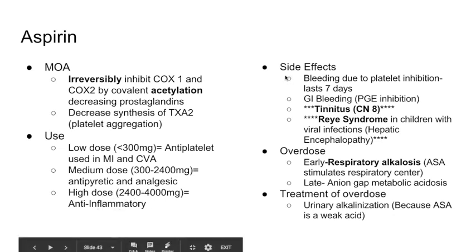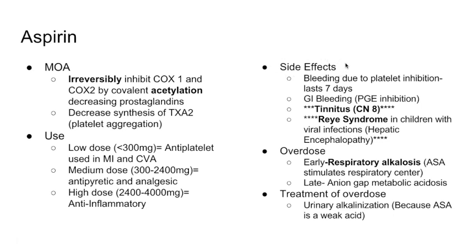The side effects of aspirin is probably what you're going to be tested about and what you'll be pimped about in rotations or anywhere. So it's very important to know what are the side effects of aspirin. The biggest side effect, or one of the most important, is that you get bleeding. It makes sense because if you decrease synthesis of thromboxane A2, you're going to decrease platelet aggregation and you're going to have bleeding because you inhibit the platelets.